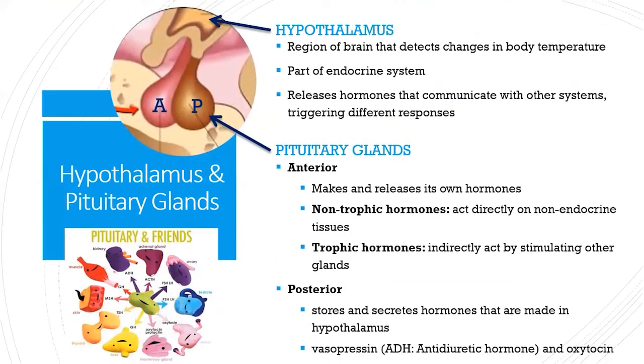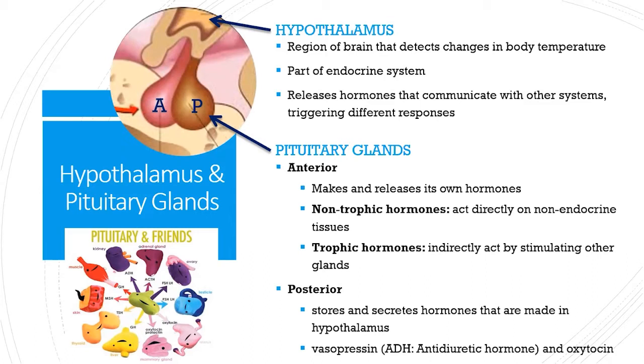Awesome. So now we're going to talk about the hypothalamus and pituitary glands and their role in the endocrine system. So the hypothalamus is a region of the brain that can detect things like the change in body temperature. And like I said, it's part of the endocrine system. It can release hormones that communicate with other systems and then trigger different responses. So immediately we can see typically the hypothalamus is going to trigger some sort of hormone release that can affect the anterior or posterior pituitary glands.